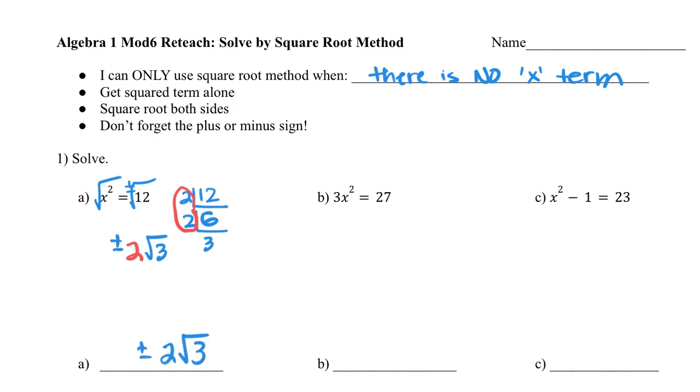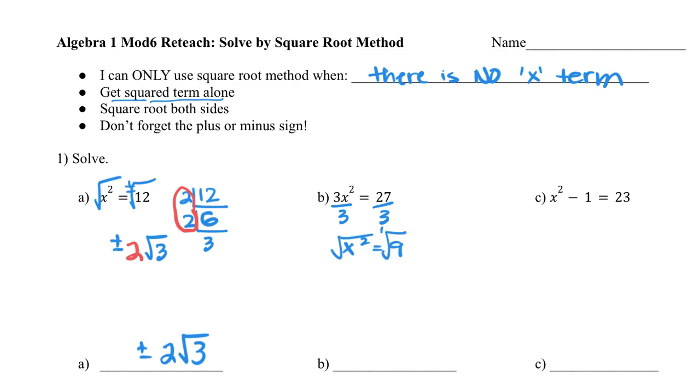Taking a look at our next example, I don't have just an x squared. I have a 3 out in front, so I need to get rid of 3. That's being multiplied here, so the inverse of multiplication is division. I'm going to divide both sides by 3, so I'm left with x squared is equal to 9. Now I'm at this step where I have the x squared term alone so that I can square root both sides. And I'm going to do that.